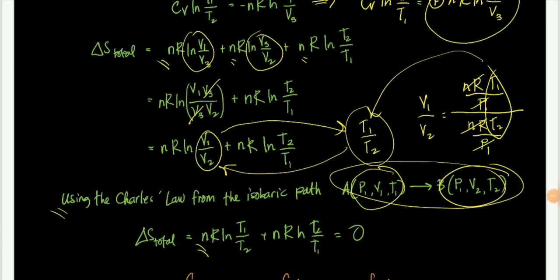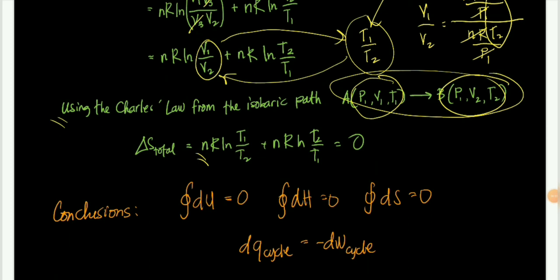So in conclusion, the net changes in our state functions, internal energy, enthalpy, and entropy, are zero for a cyclic process, regardless of the presence or absence of irreversible steps, because they are state functions. When the system reverts to the initial state, there is no net change in state, so there are no net changes in the state functions.